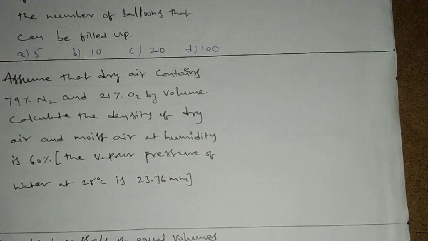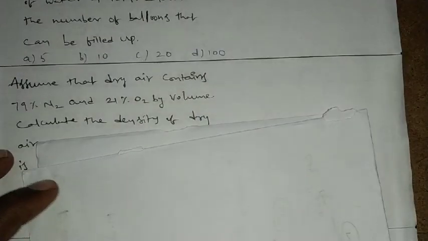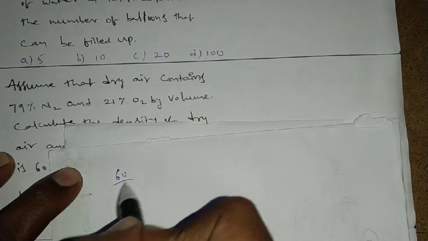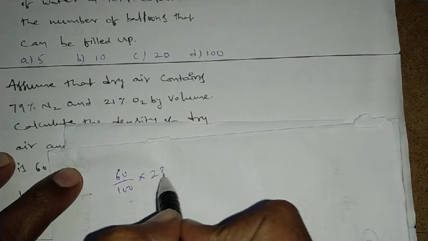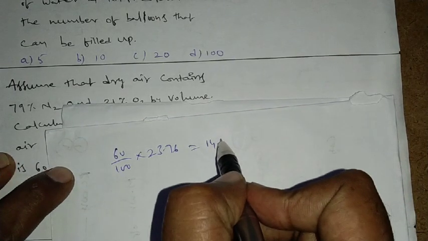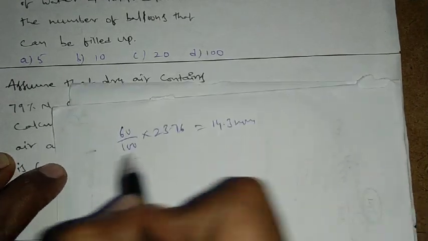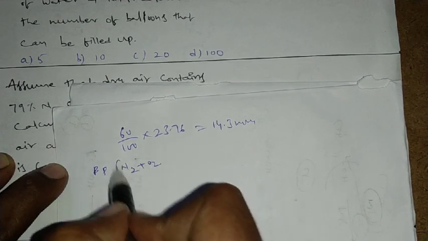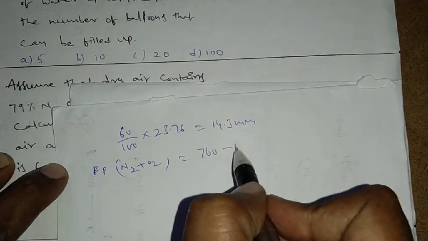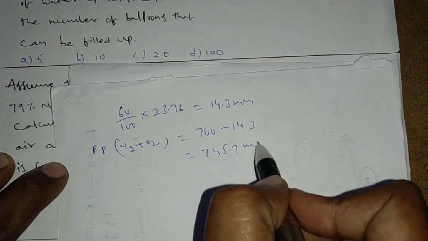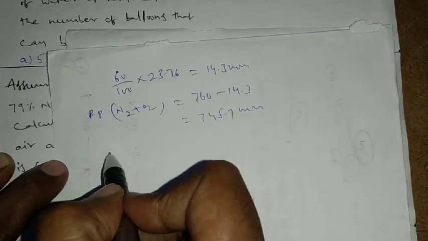Now here also, partial pressure of the water. How much is it? 60% is given. So 60 by 100 into 23.76, which they have given. This equals 14.3 millimeters. Similarly, partial pressure of O2 plus N2 equals 760 minus this value, 14.3. Then we'll get 745.7 millimeters. Is it okay?